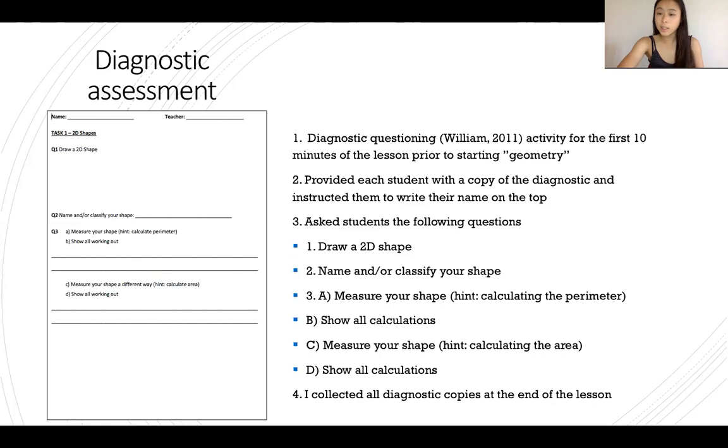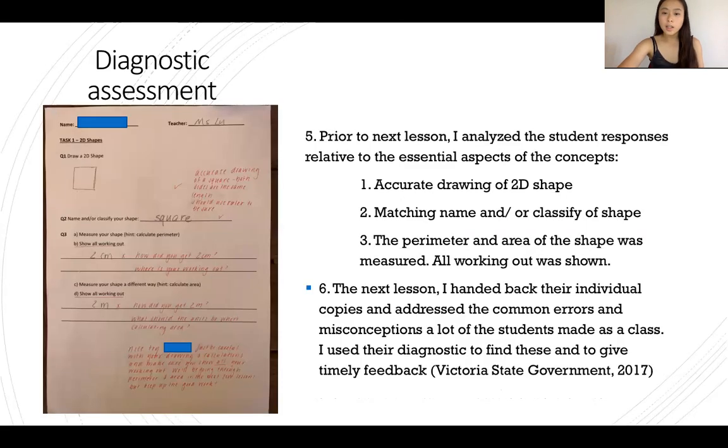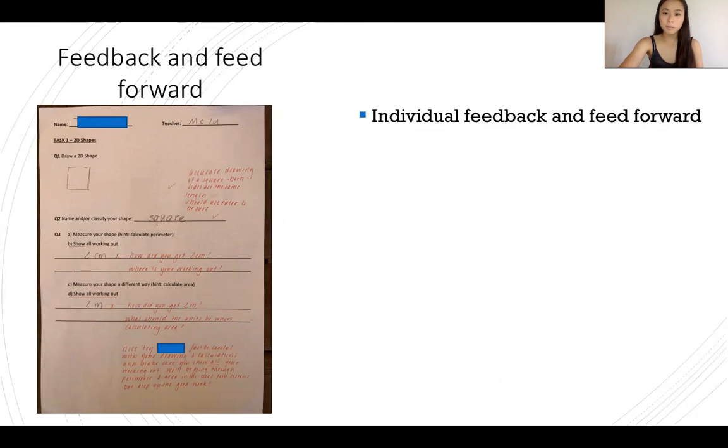I collected all these diagnostic copies at the end of the lesson and took them home to correct and to provide feedback. What I was looking for was an accurate drawing of the 2D shape, the matching name to the 2D shape, the perimeter and area calculated correctly, and that all working out was shown. The next lesson, I handed back the individual copies and addressed the common areas and misconceptions that a lot of the students had made as a class. So I used the diagnostics to find these and to give timely feedback.